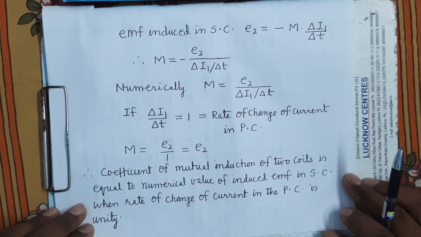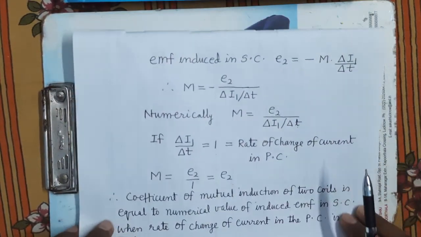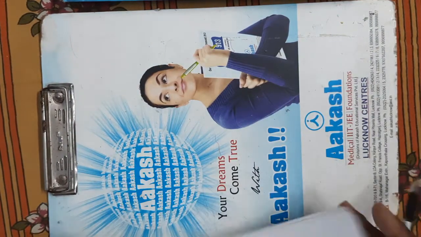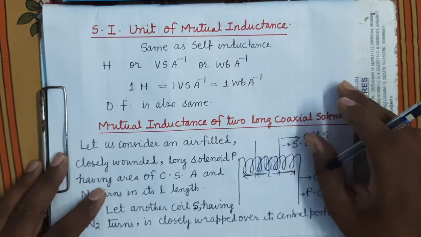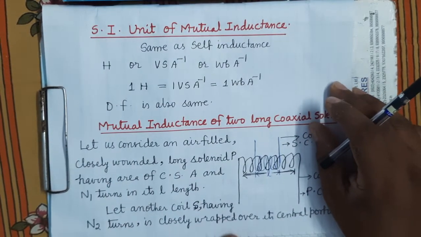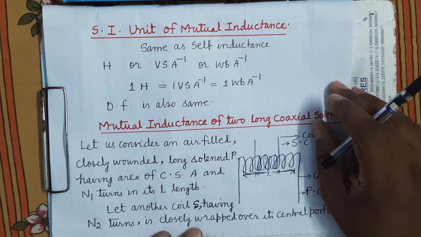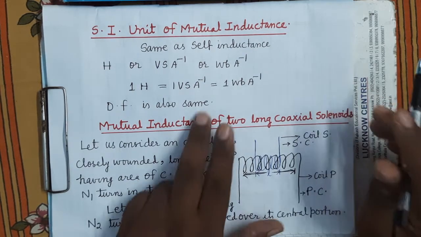Now, what will be the unit of mutual inductance? Mutual inductance and self-inductance both have the same unit. If we deduce the unit, it will come out the same. What is the SI unit of self-inductance? It is Henry. It is Weber per ampere. It is volt second per ampere. Here also the same thing.